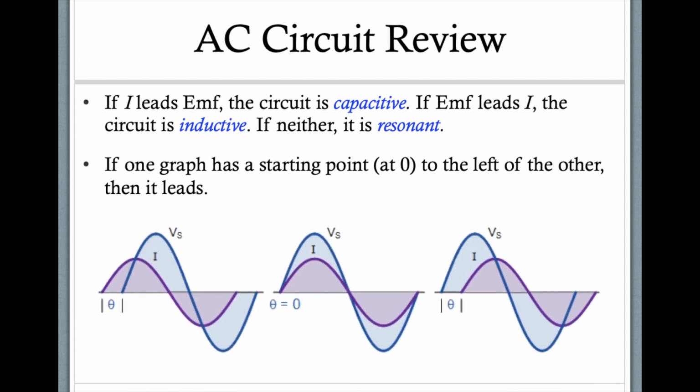So let's look at a couple of examples. In each of these graphs, the I curve corresponds to the purple graph, whereas the EMF corresponds to the blue. As we see, I has the leftmost start here, and so I leads the EMF. Since I leads the EMF, this describes a capacitive circuit. They both start at the same time here, so it is resonant. Here, V starts first, or the EMF starts first, therefore the EMF leads the current, and therefore the circuit is inductive.